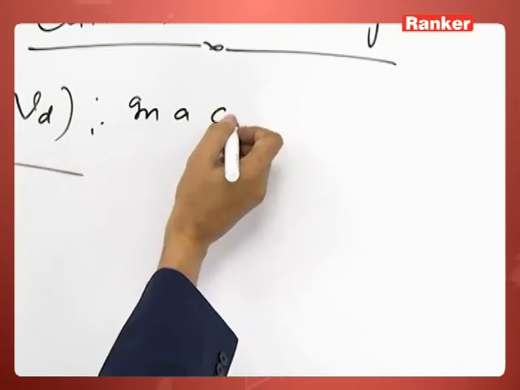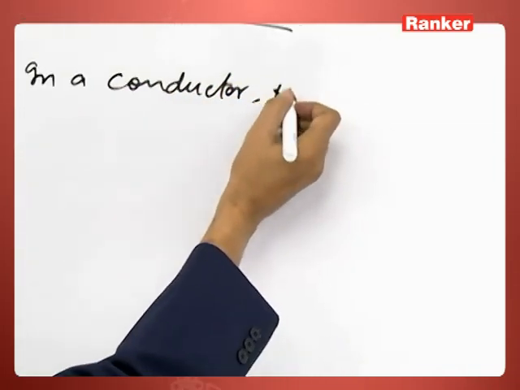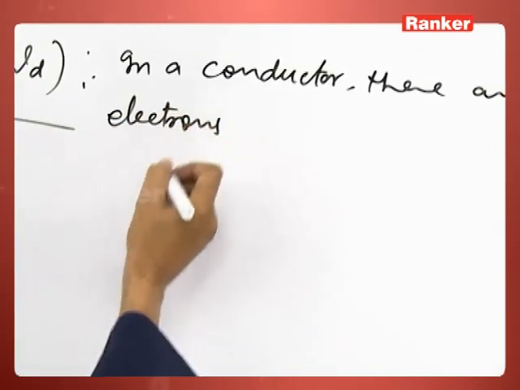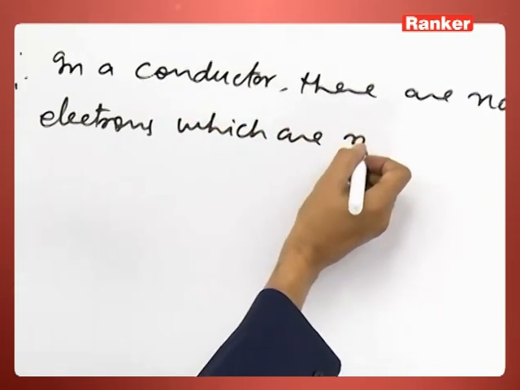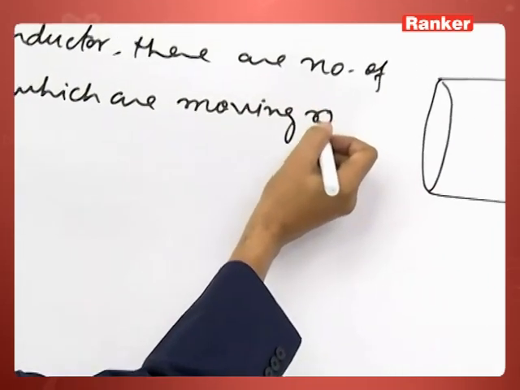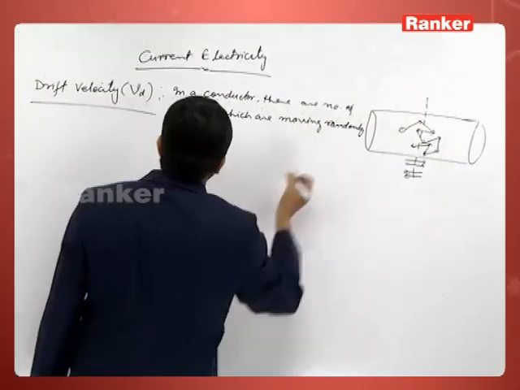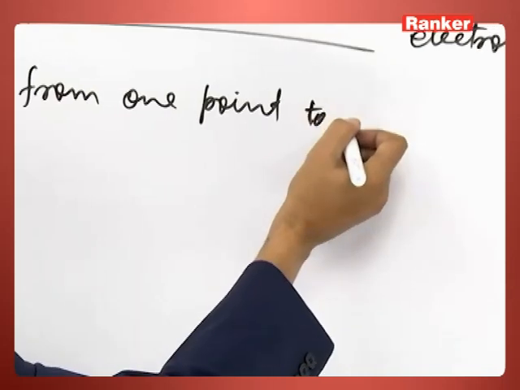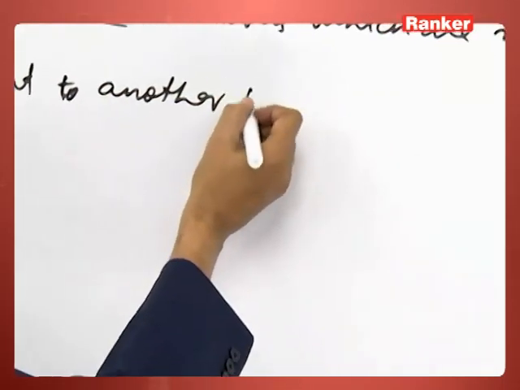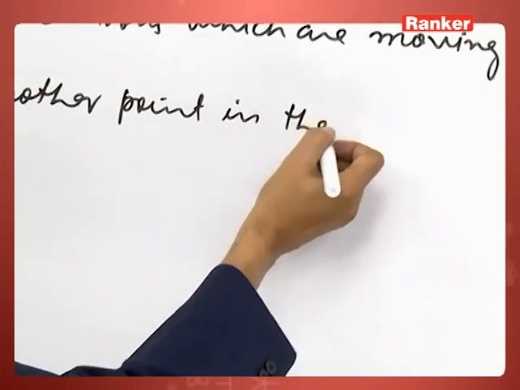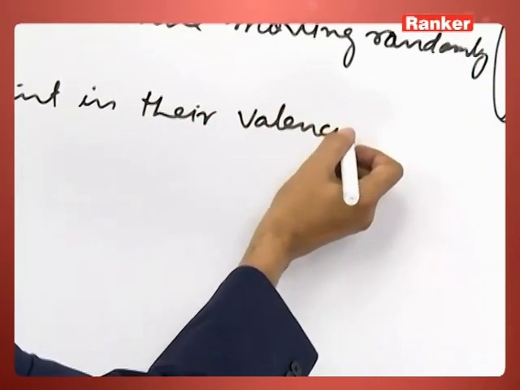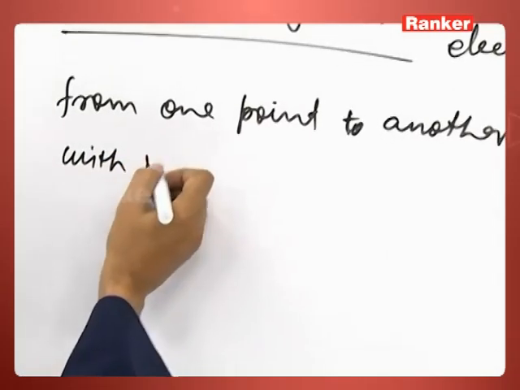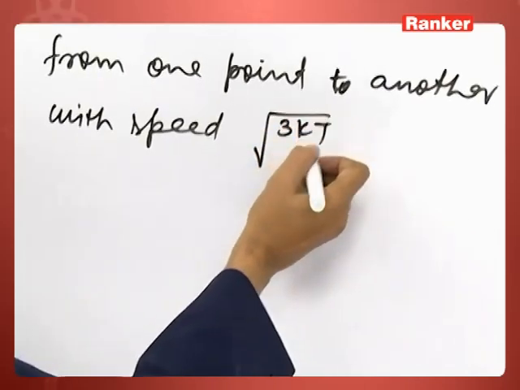In a conductor, there are a number of electrons which are moving randomly from one point to another point in their valency band, with speed root over 3kT by m.